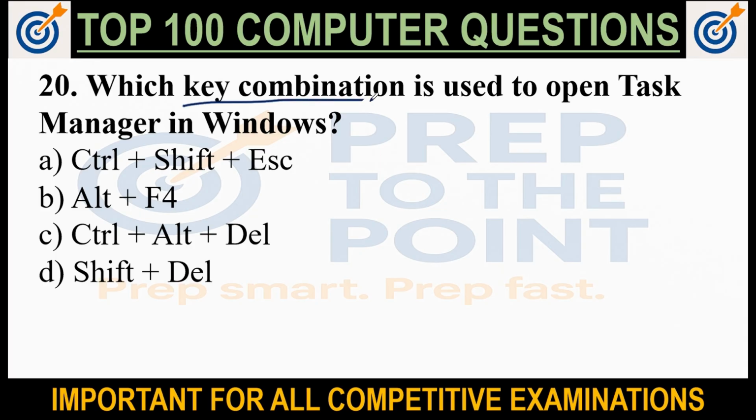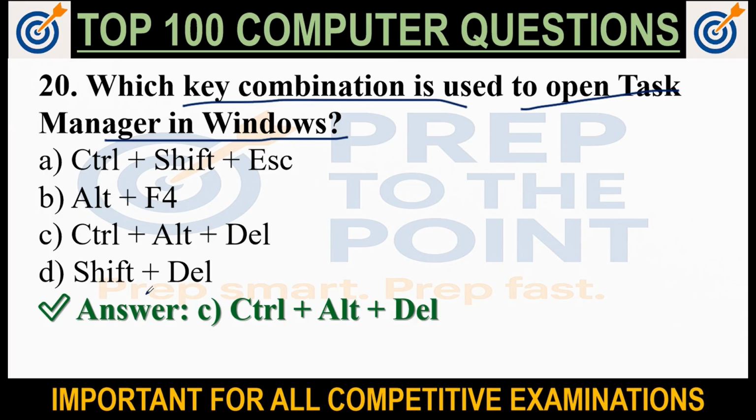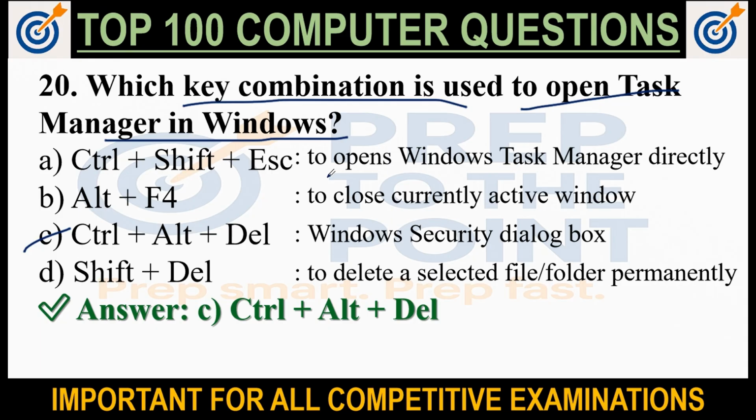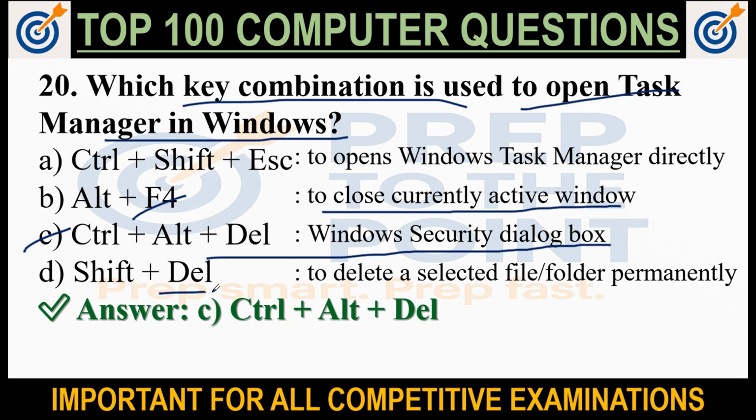Which key combination is used to open Task Manager in Windows? Ctrl Shift Escape, Alt F4, Ctrl Alt Delete or Shift Delete? The right answer is Ctrl Alt Delete. Ctrl Shift Escape is used to open Windows Task Manager directly. Alt F4 is used to close any currently active window. Ctrl Alt Delete is used for Windows security dialog box and Shift Delete is used to delete a selected file or folder permanently.